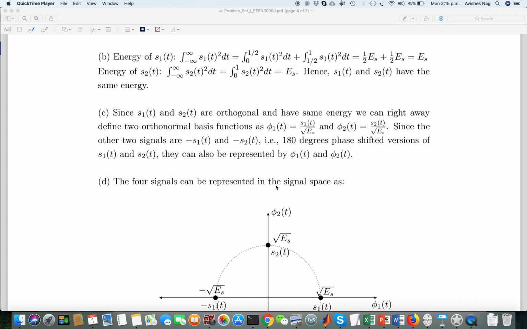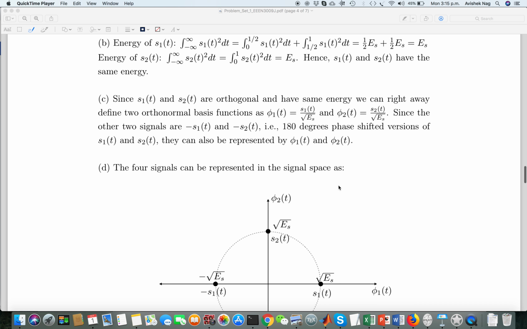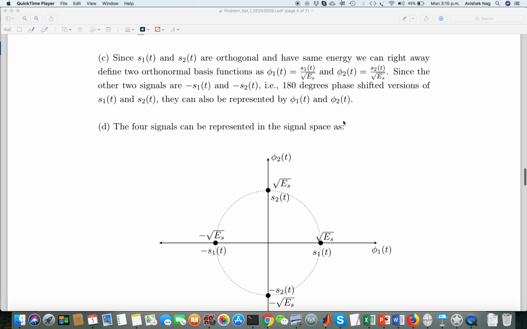So again, most of you got it right, but most of you didn't give the explanation. This was the whole thing I wanted for part C, this specific argument, but I gave you marks if you had used Gram-Schmidt or just wrote down phi 1t and phi 2t like this without the explanations. I gave you marks on this and didn't penalize you much.